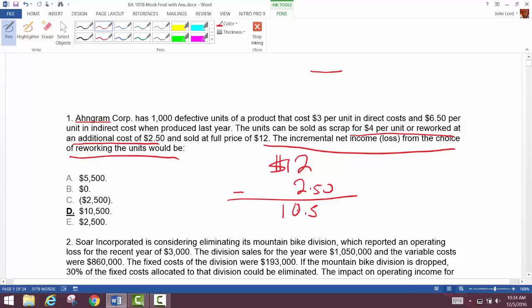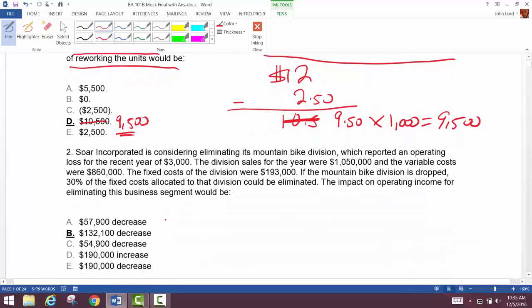Oh, is it? Oh, okay. So it's supposed to be 9.50. Okay. So 9.50 per unit, thank you, times what? Times 1,000 units. So that should be 9,500. Okay. So I guess if D had 9,500, then D would be the right answer. Okay. Again, the takeaway here is what? It is simply the cost of the rework that they asked us for, right? Okay, good.